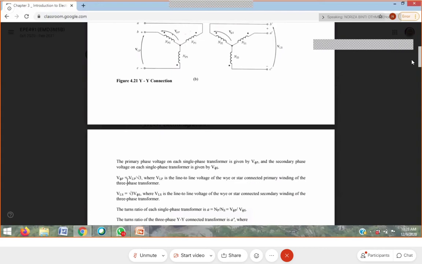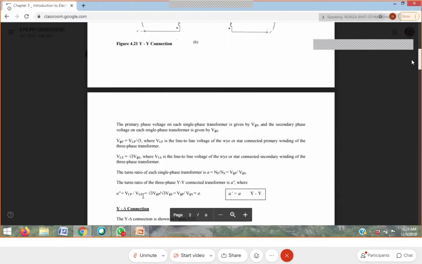Transformation between phase and line for the Y connection. For a Y connection, V phase equals V line over root 3. For the primary, we take V line of the primary divided by root 3. And then for the secondary, it is the same equation as above.